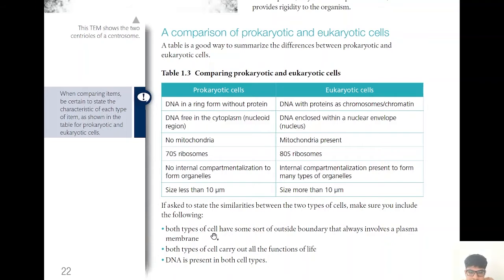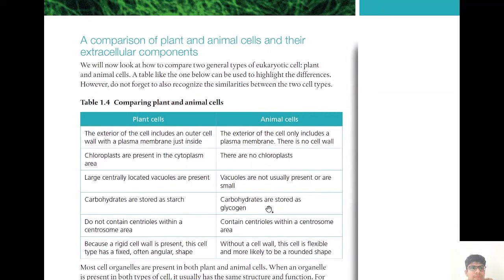If asked to state the similarities between the two cells, make sure you include the following points. Both types of cells have some sort of outside boundary that always involves a plasma membrane. Both types of cells carry out all the functions of life. DNA is present in both types of cells.